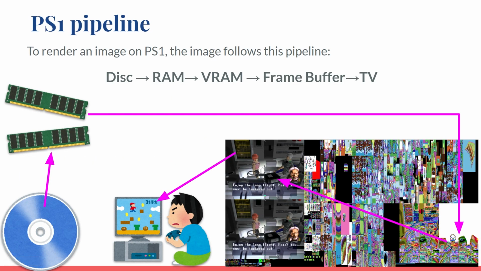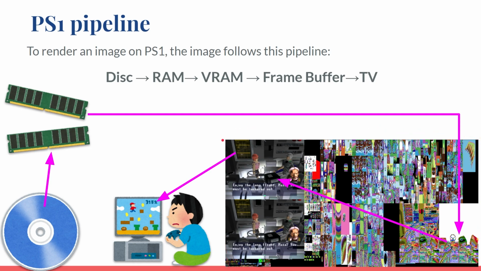Now it's time to introduce the concept of VRAM, or video RAM, I think it's actually called. So to render an image on a PS1, there's actually a whole kind of pipeline that the file has to travel. It has to start on the disk, and at some point from the disk it'll be loaded into RAM, and then from RAM it'll be loaded into VRAM. Now, we're going to talk all about VRAM in the next section, so don't worry if this looks a little bit scary right now.